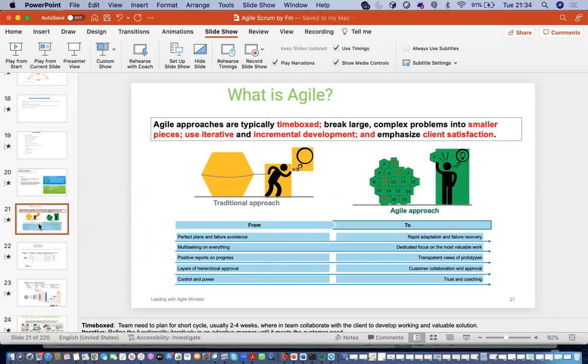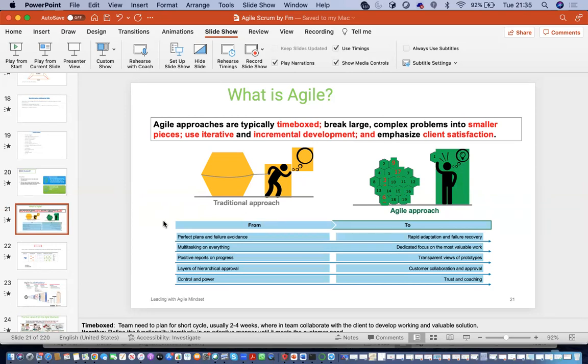So that's why when we talk about Agile, especially when we talk of Scrum, we say this approach is typically time-boxed. It breaks large complex problems into smaller pieces. So we use iterative and incremental development. But most importantly, in Agile, we emphasize on client satisfaction. And as an ADM, as an Agile Delivery Manager, you need to understand this.